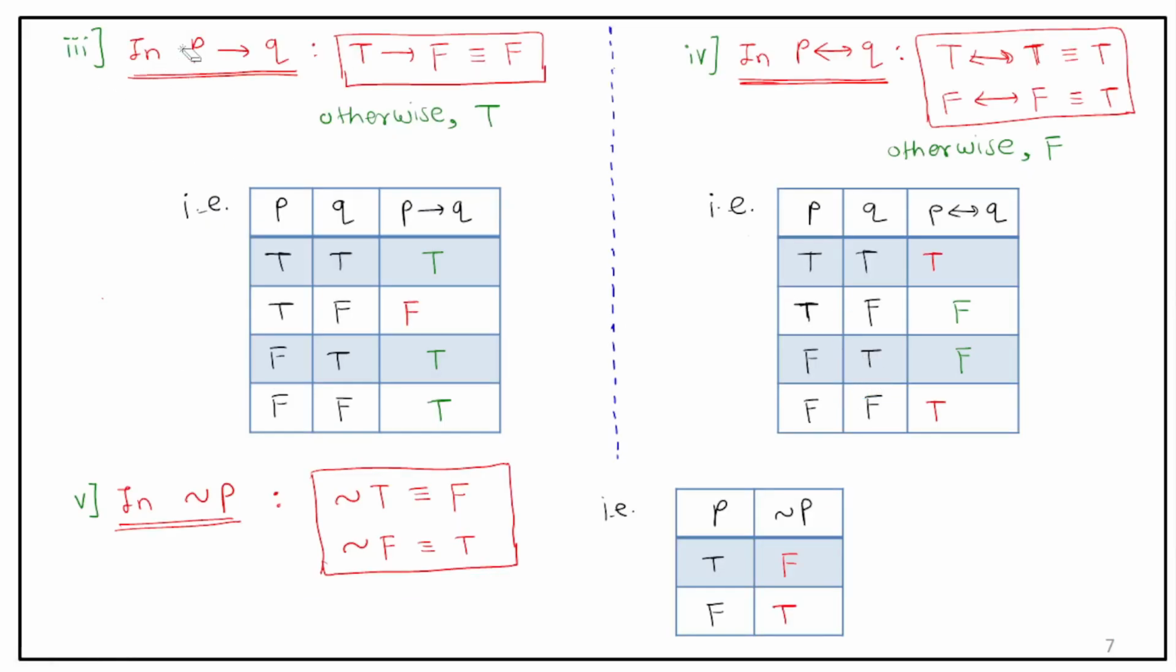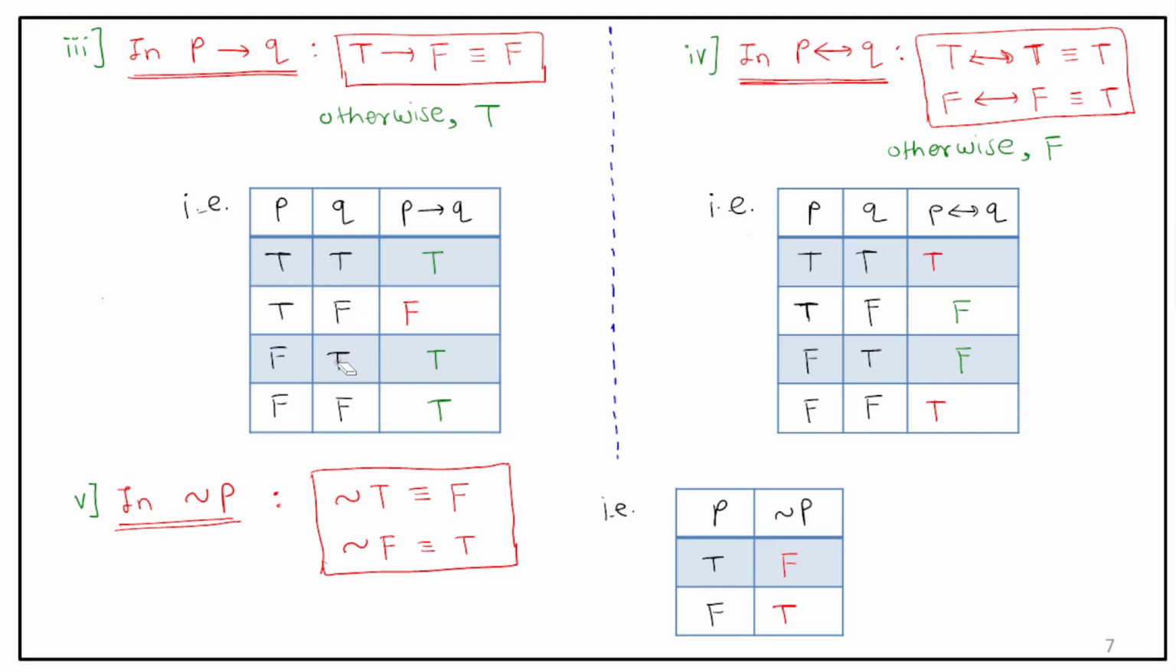Next, in P implies Q, means if then. Now this is the symbolic form of if then, P implies Q. In this, True implies F will be F, otherwise True comes. Now this is the important one. True implies false: means the first statement is true, the second statement is false, then its truth value will be false. Otherwise true, means here true implies true is true.